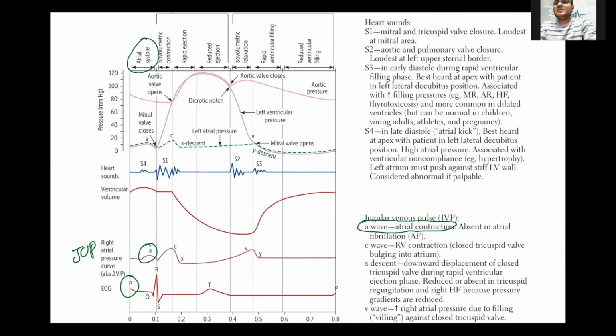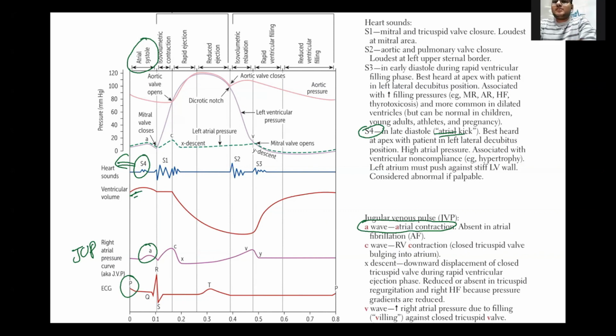What will happen to the ventricular volume when there is atrial contraction? Not much change. What else happens in atrial contraction or atrial systole? S4, if there is any pathology. Very important: S4 occurs when there is a problem in the atrial kick. This is the atrial kick.